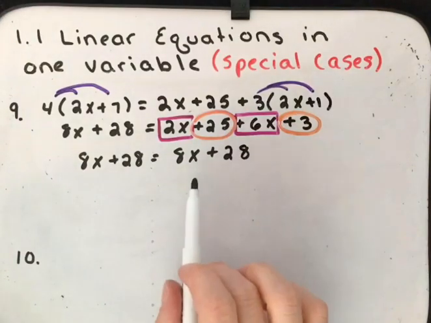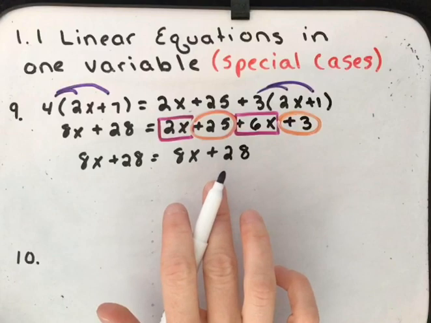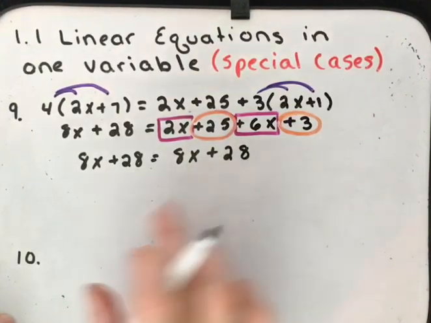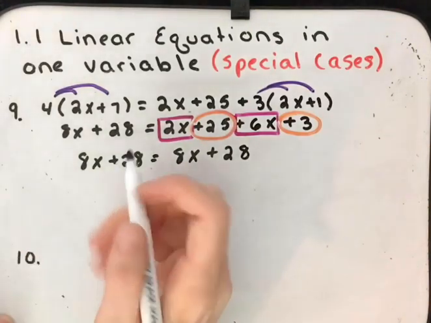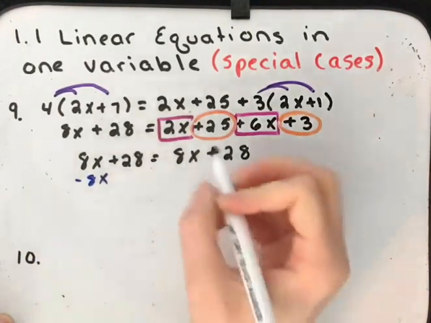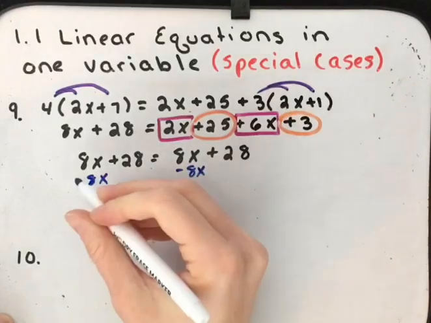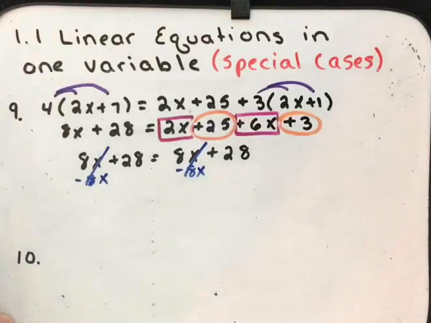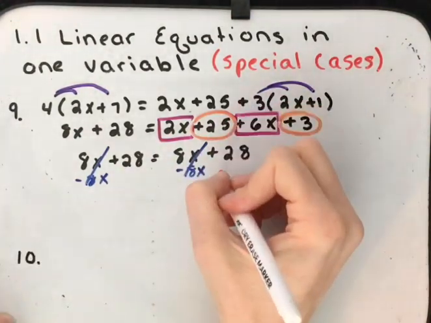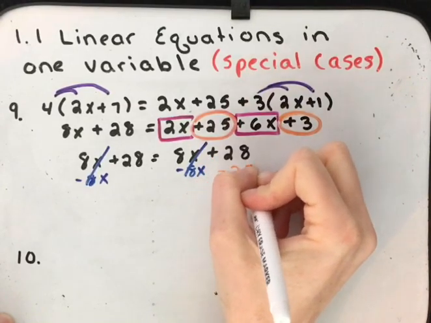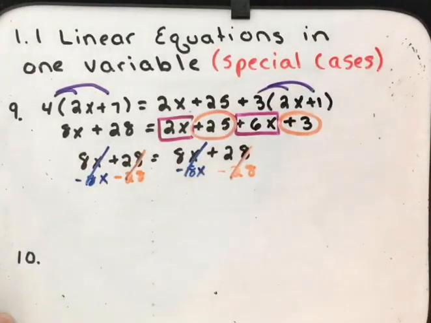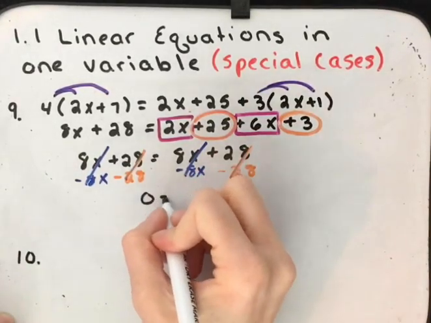If I were to pick my sides and move the x's to one side and the numbers to another, what would happen is we'll get 0 equals 0. See, watch. If I were to subtract 8x here and subtract 8x here to move the x's over to the same side, they're both going to cancel out. If I were to subtract the 28 to move it over, since we're adding 28, so subtract it, they're going to cancel out. So we'll be left with 0 equals 0.